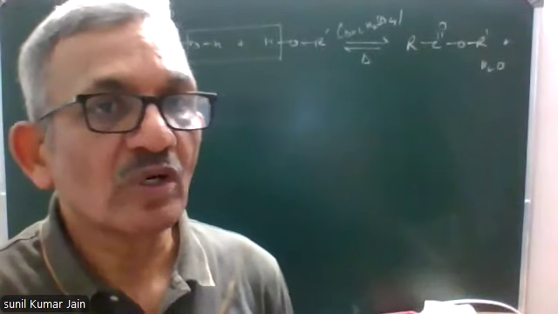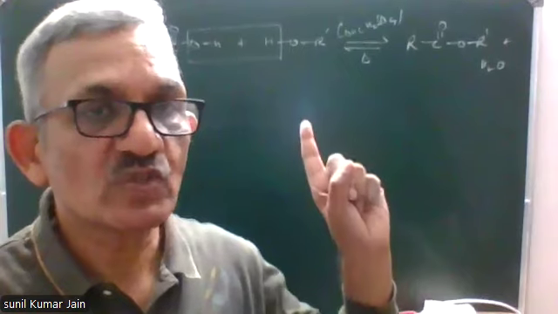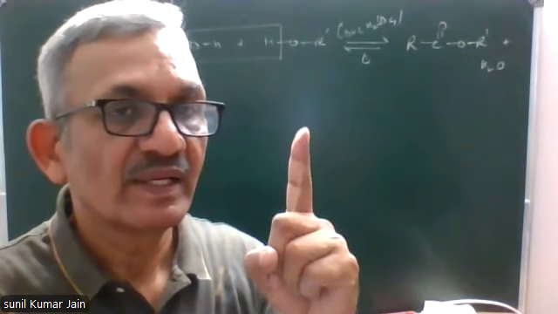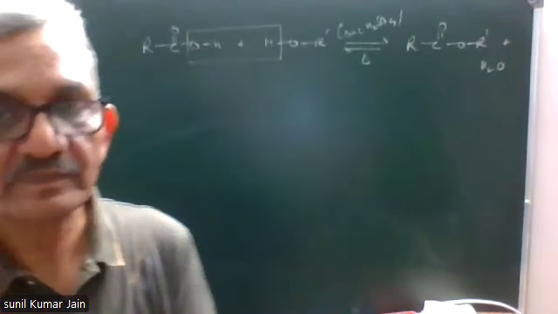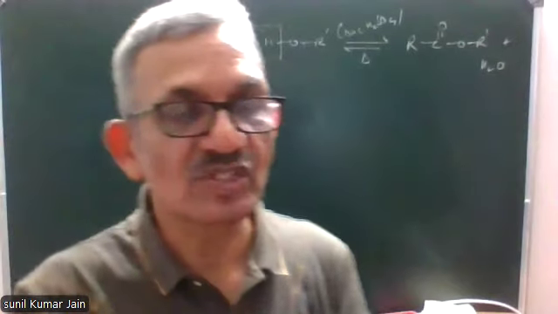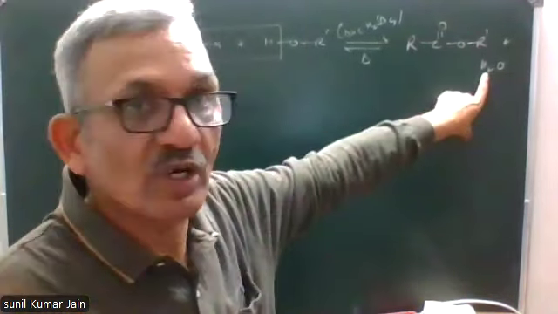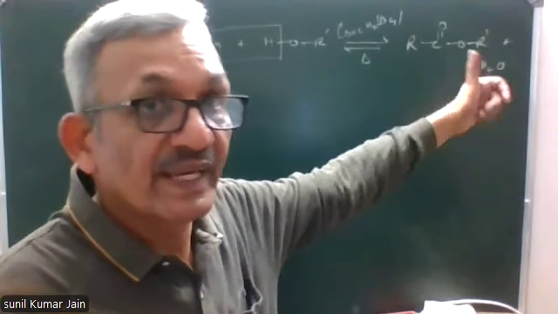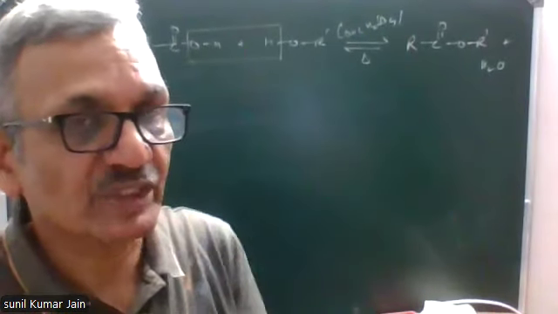Now the role of H2SO4. Why do we use sulfuric acid? Role of sulfuric acid: number 1, it acts as a catalyst. Number 2, it absorbs water and prevents the reverse reaction.